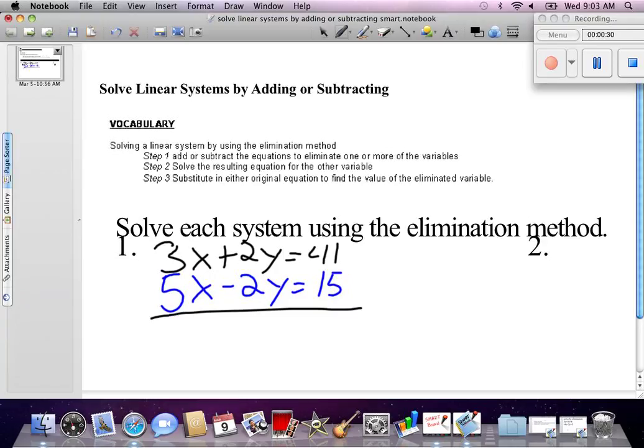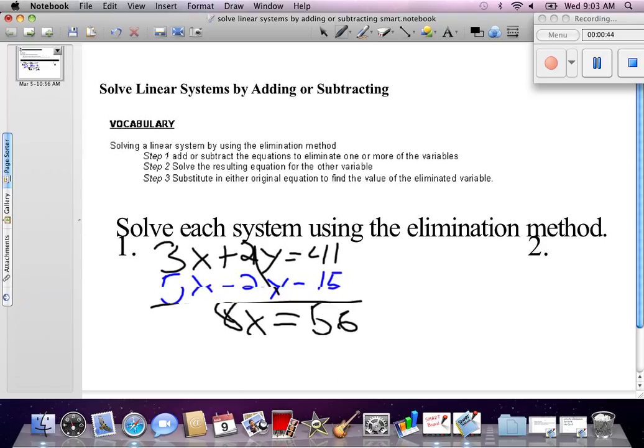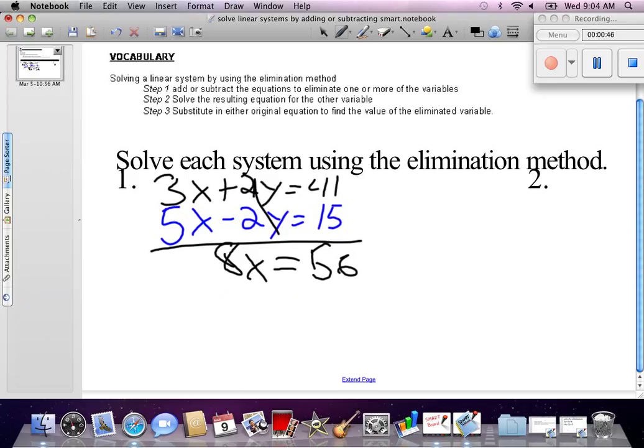So I'm simply going to add them. 3 plus 5 is 8. 41 plus 15 is 56. The y's cancel out, and I'm left with 8x equals 56. I need to get the x by itself. So I'm going to divide both sides by 8, and I'm left with x equals 7.